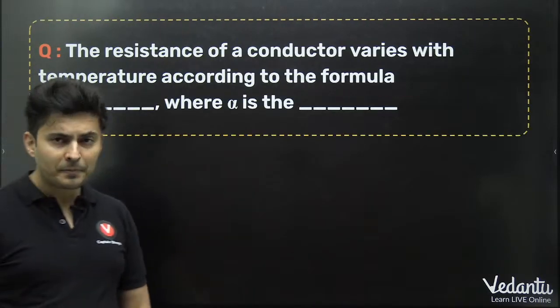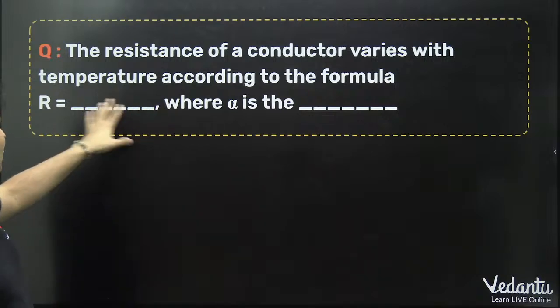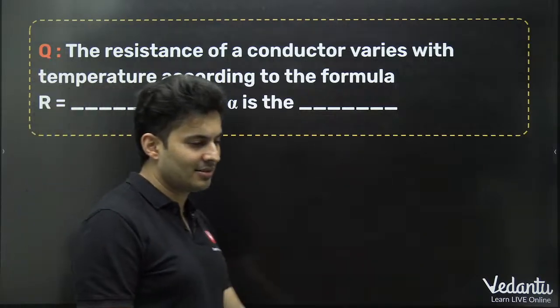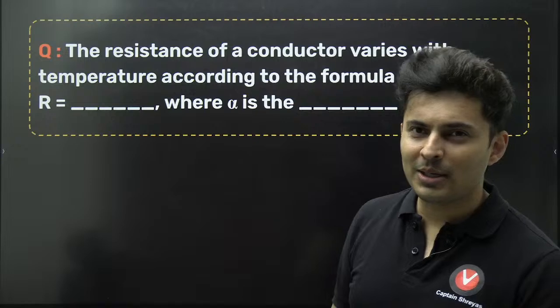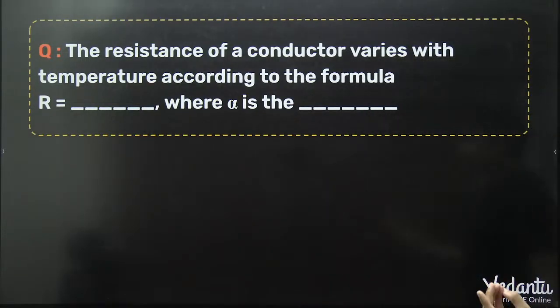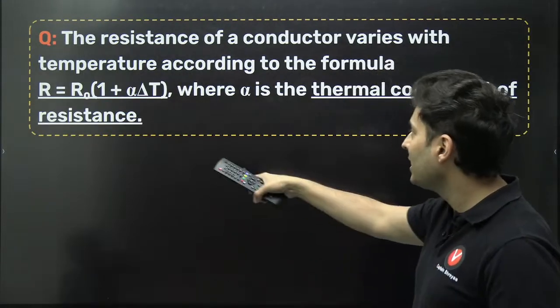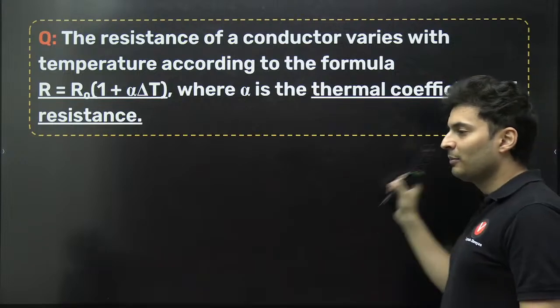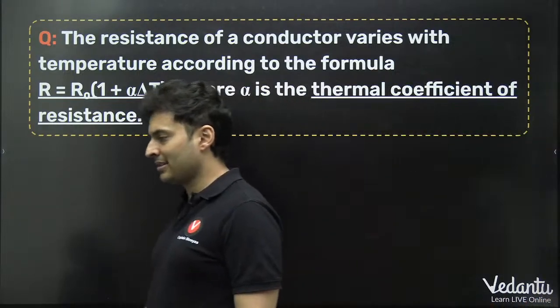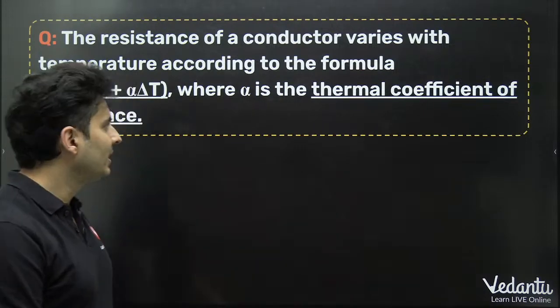Be careful. Next one. The resistance of a conductor varies with the temperature according to the formula R is equal to, where alpha is. Everybody recollect the formula. How does the resistance change? R is equal to R naught times 1 plus alpha delta T, and alpha is the thermal coefficient of resistance.